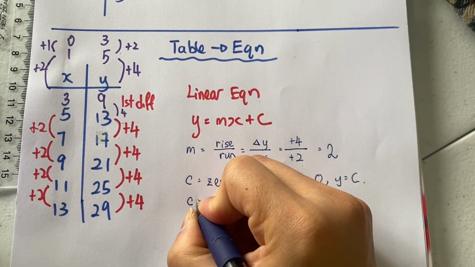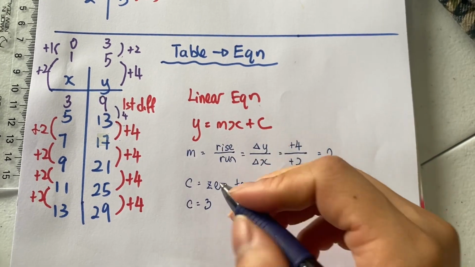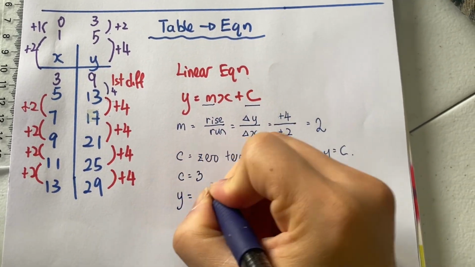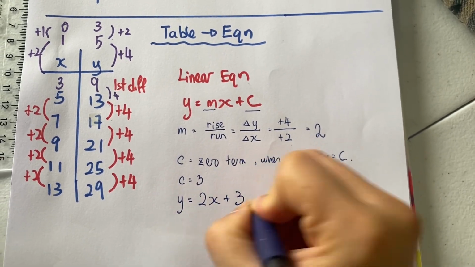So c will be equals to 3. Okay, because when it's 0, that is 3. So I have this value, I have this value on. I can write y equals to 2x plus 3 there.